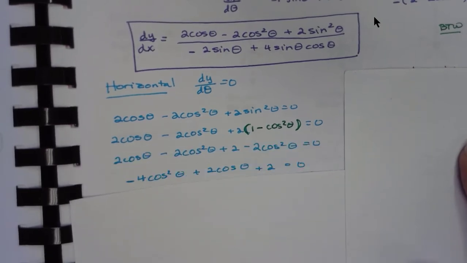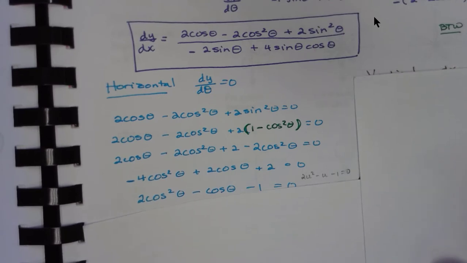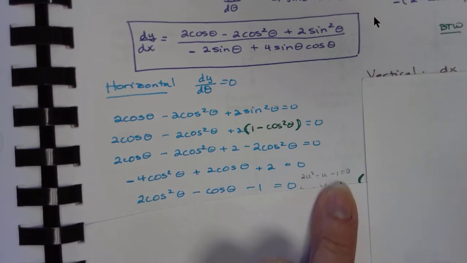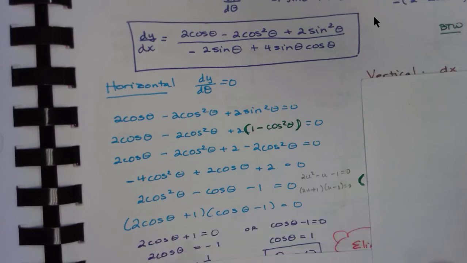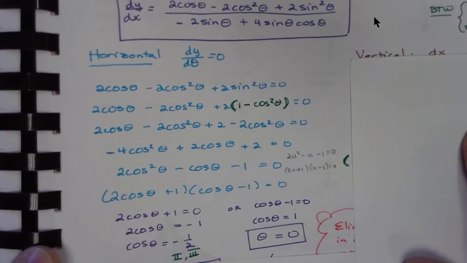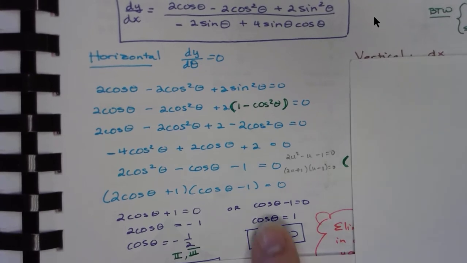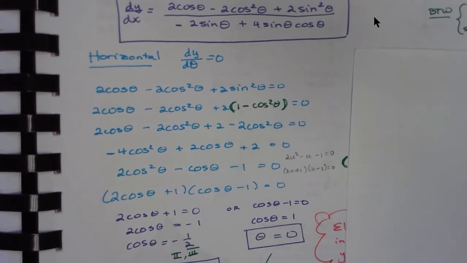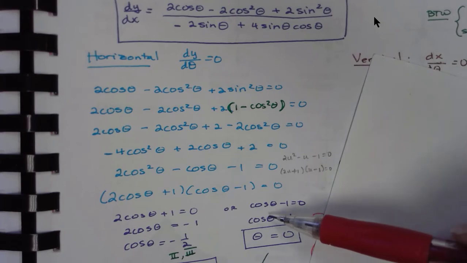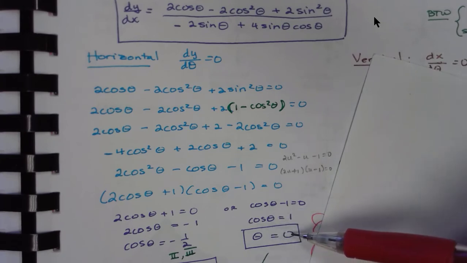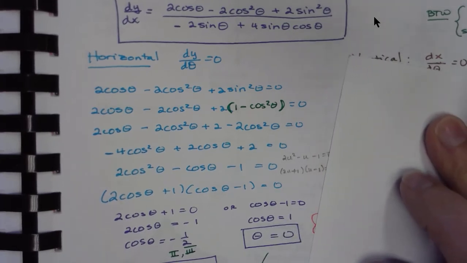Now, notice that what we have here is 2u squared minus u minus 1, which factors to 2u plus 1 times u minus 1 equals 0. So we get 2 cosine theta plus 1 equal to 0, and cosine theta minus 1 equal to 0. And we have to solve for both of those. Cosine of theta is negative 1/2 in quadrants 2 and 3, and here are the angles. Cosine of theta is 1 when theta is 0 or 2 pi, but we want to take 0.